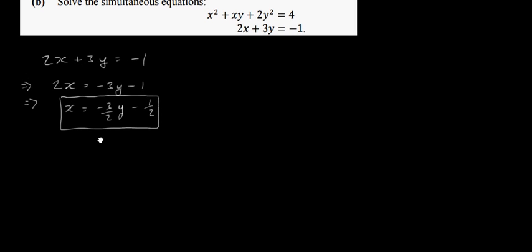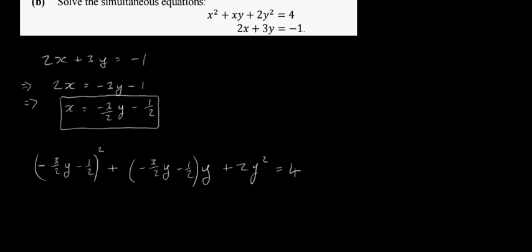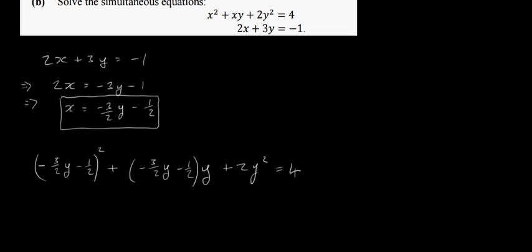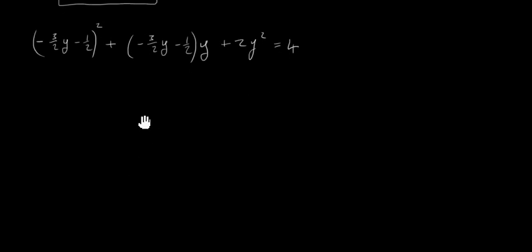Okay, so what's the other equation? Let's see. Well, we have x squared anyway, so it's going to be minus 3 over 2y minus a half. That's my x. That's this part here. We're going to square that. Plus, then I'm going to write the x down again and multiply it by y, so it's going to be minus 3 over 2 y minus a half times y, and then plus 2y squared, and that's all equal to 4. Okay, I think I have that right. So let's solve this then. We have an equation here, and the equation just has one variable now. It has a variable y in it, so we can solve that.